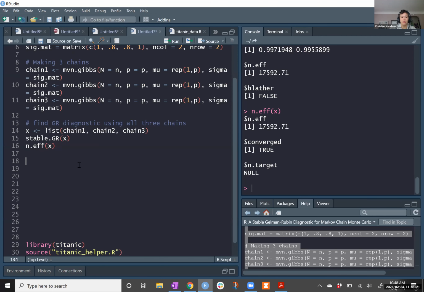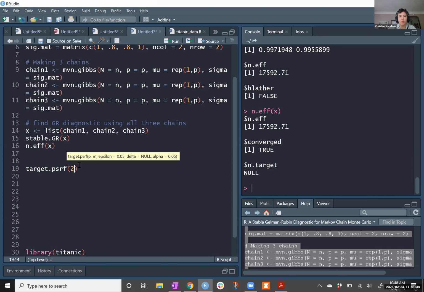And then also like beforehand, before you run your MCMC at all, you can look at this target.PSRF command. And the first thing you put in is the number of components. So in this little baby example here, we have 2 components. And then here we ran 3 chains, so we have m equals 3.